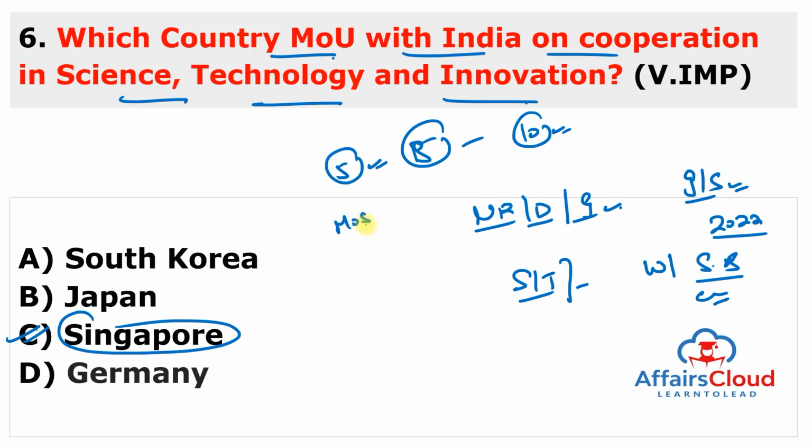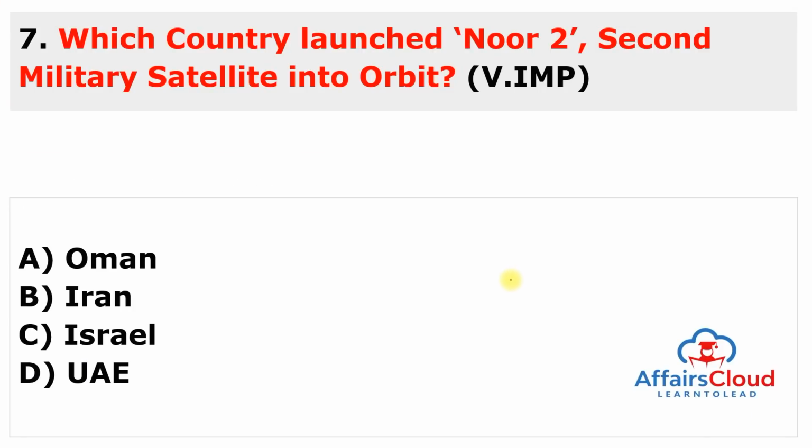Minister of State, independent charge goes to Dr. Jitendra Singh. Dr. Jitendra Singh's constituency is Udhampur. Udhampur is in Jammu and Kashmir. Moving to next question. Which country launched Nu-2 second military satellite into the orbit?